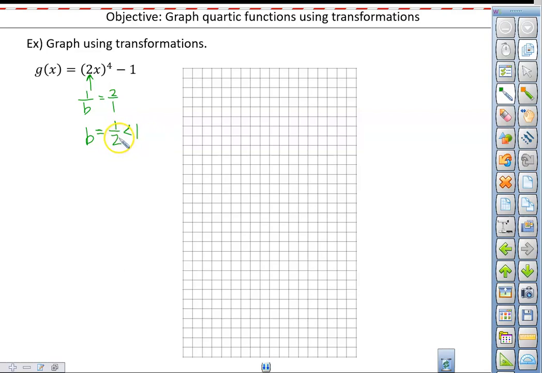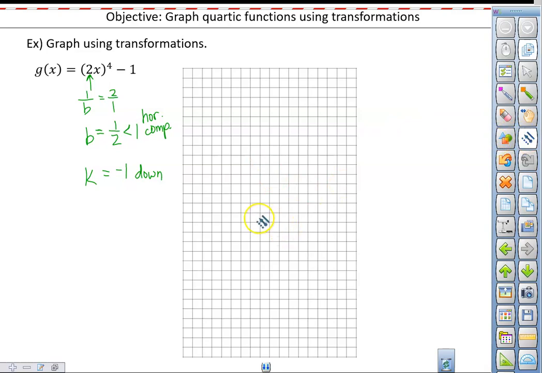But this time, the type of compression we get with our 1 over b slash b parameter is horizontal. So we have a horizontal compression. And then, again, this -1 being after the quantity to the 4th power would be k. And so we get k is -1, which means we're going to translate down 1. All right. So I'm not going to write the points again. We've talked about them twice now as far as what they would be, and I think you can refer back if you need to as we're talking about this one.